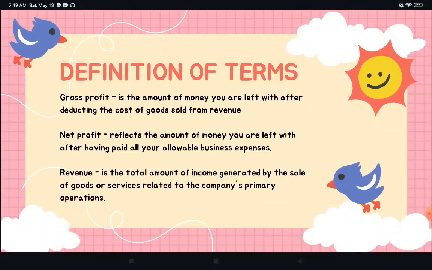Definition of terms. Gross profit is the amount of money you are left with after deducting the cost of goods sold from revenue. Net profit reflects the amount of money you are left with after having paid all your allowable business expenses. Revenue is the total amount of income generated by the sale of goods or services related to the company's primary operation.